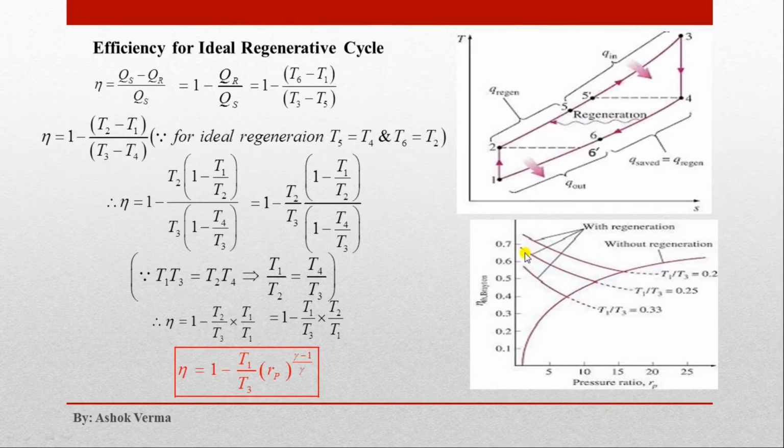And this is for different T1 by T3 values. So if the T1 by T3 value increases, then the efficiency is also decreasing. Here you can see T1 by T3 equal to 0.2, 0.25 and 0.33. So T1 by T3 is increasing and efficiency is decreasing. So with increase in T1 by T3 and with increase in the pressure ratio, your efficiency is decreasing.